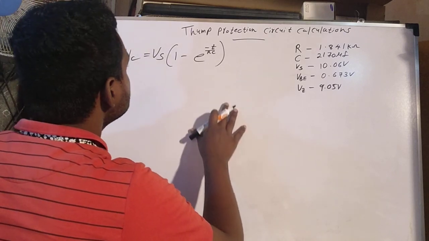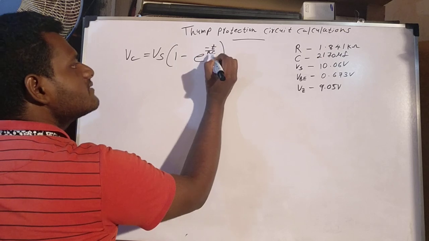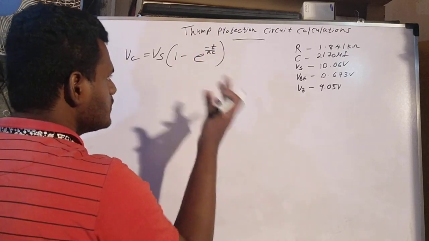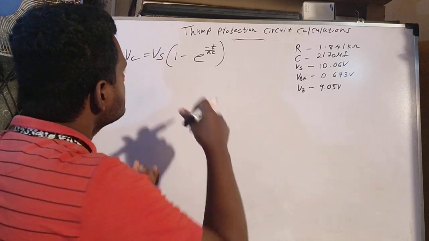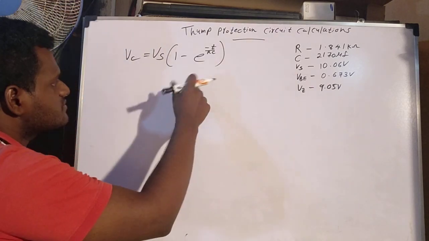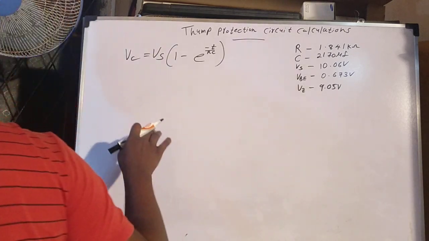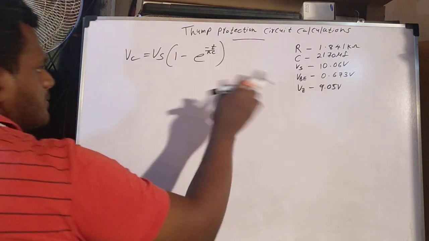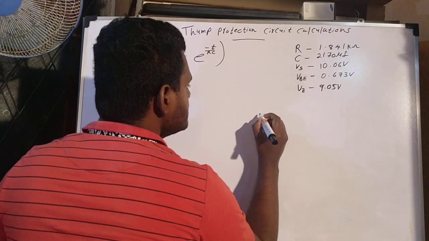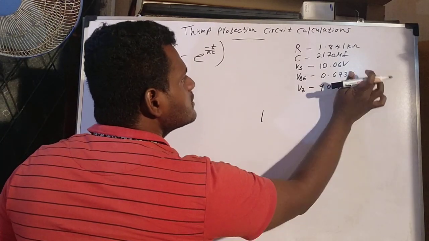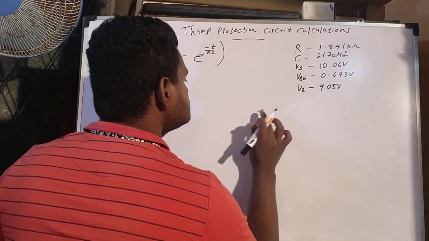So what I'm going to do, I'm taking this minus t divided by RC as x, so that we can solve the equation very clearly. Now I'm applying my voltages. In here I'm using a 9 volt zener diode.